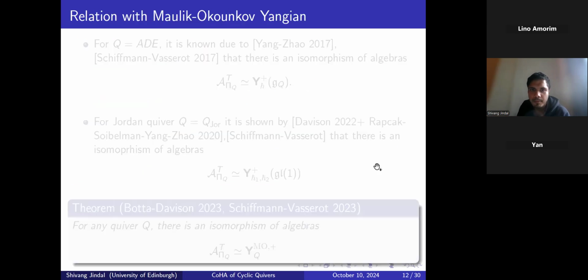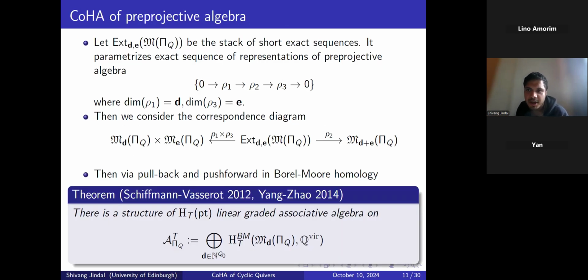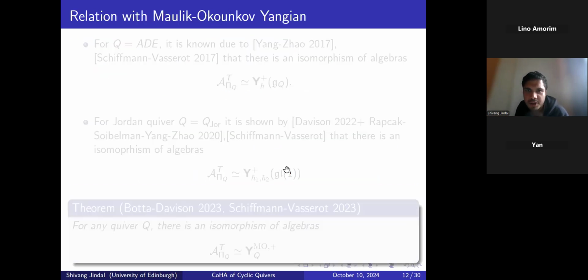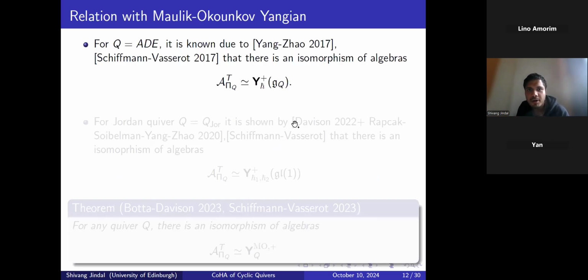Now, this algebra is defined in a very abstract way, and it's not very easy to calculate, but there are some calculations known. For the case of ADE quiver, it is known due to a result of Yang, and Schiffmann and Vasserot in 2017 that this algebra, for some choice of torus, is exactly the positive half of the Drinfeld Yangian.